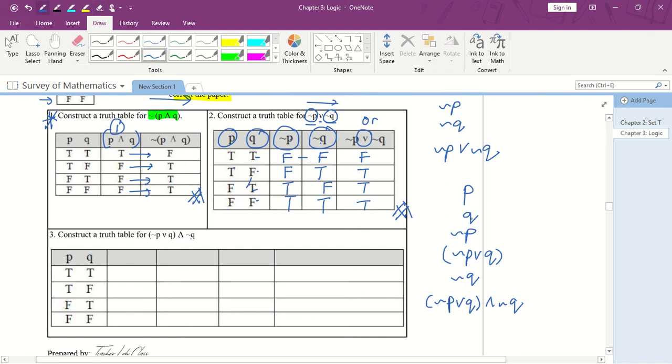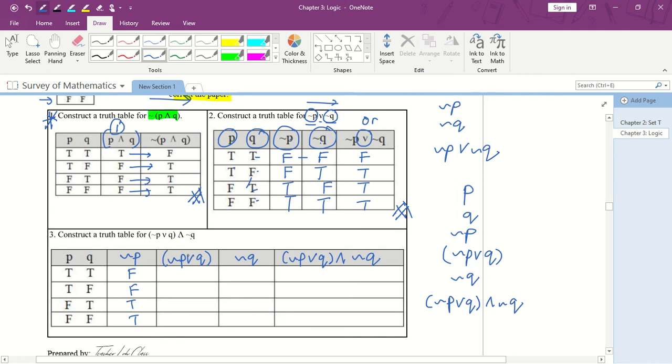So from this idea, you can get P and Q, we have it here. The next one is negation P. The next one I need to find is negation P or Q. With parentheses or without, for this case it is the same. Next, negation Q. And here will be negation P or Q and negation Q. Okay, so let's look at it. P is true, true, false, false. Negation P will become false, false, true, true.